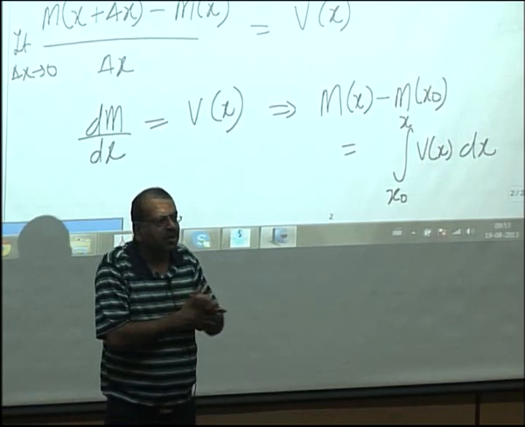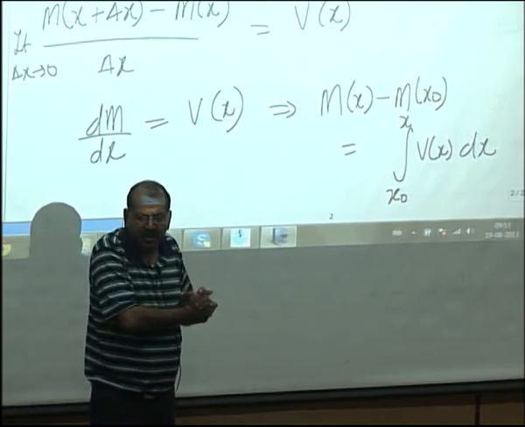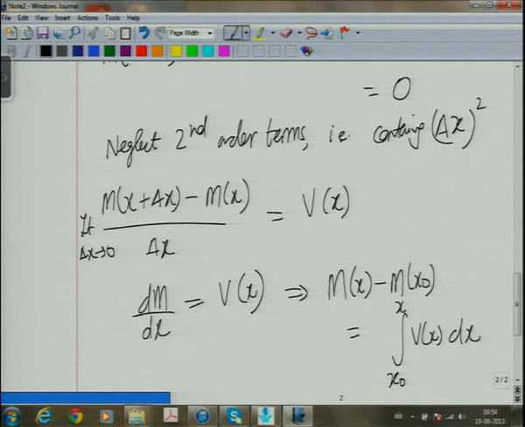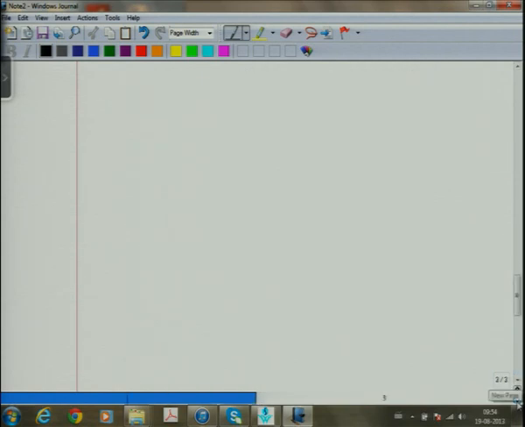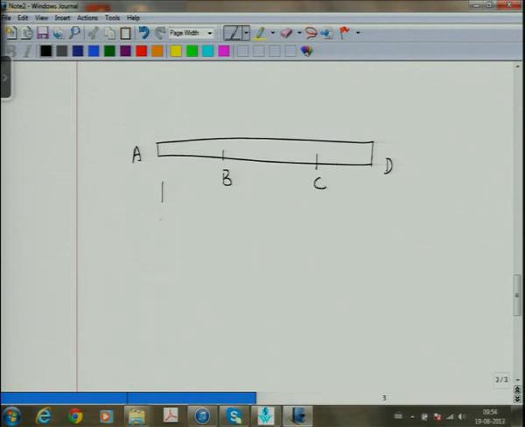I will take one more example on shear force and bending moment before I finish this, but we have completed the theory. Let us have another example where a couple more things will be illustrated. So let us take a beam which I call AD. I will give these dimensions first.